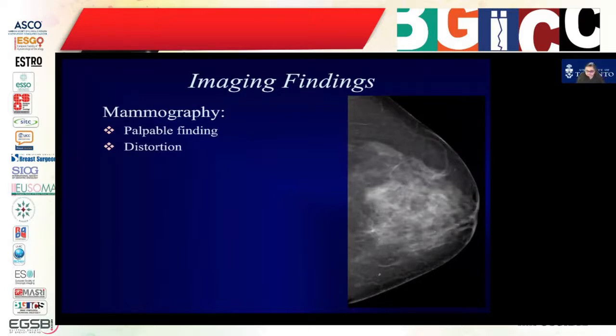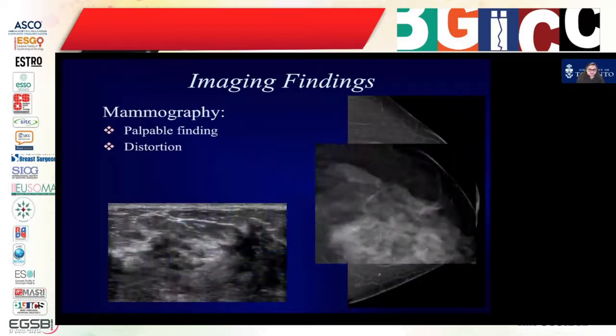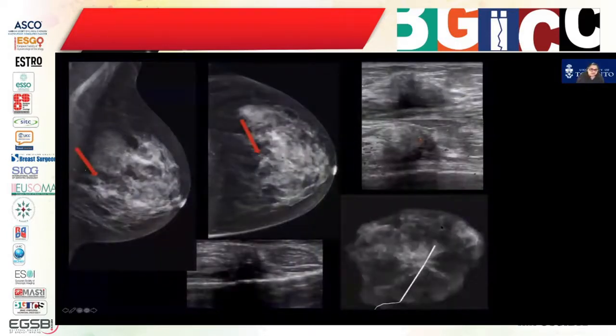Tomosynthesis will definitely help in such cases. And here is the same example showing the mass on ultrasound. So this is invasive lobular carcinoma. Here's another example which shows an area of distortion. There is some density seen here. You can see it in the CC projections.